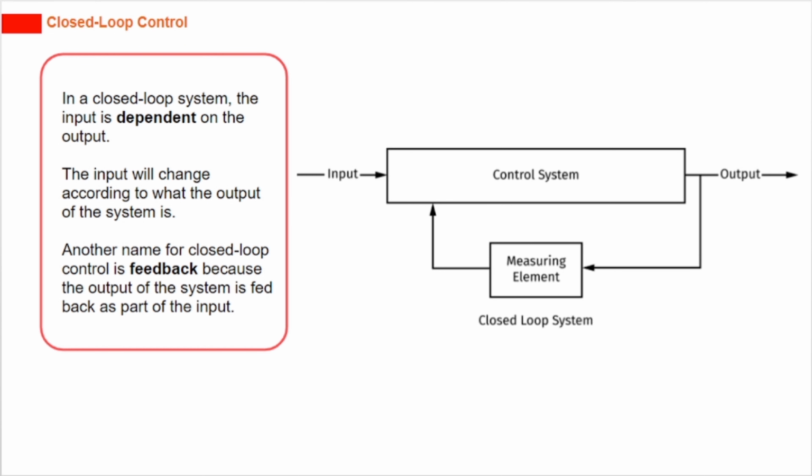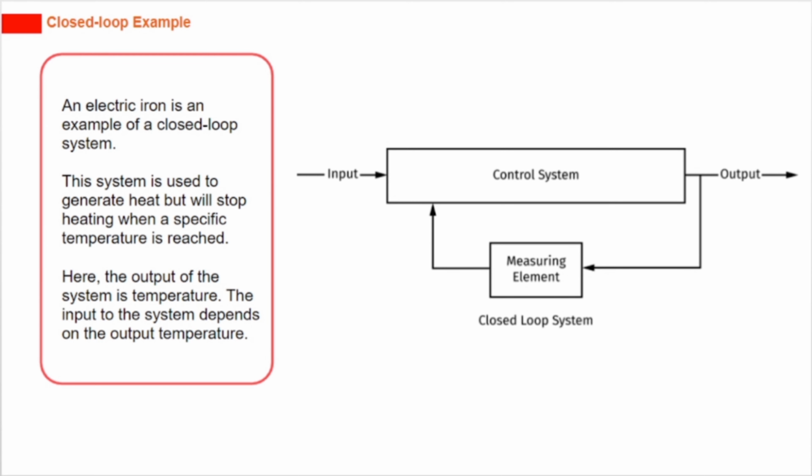In a closed-loop system, the input is dependent on the output. The input will change according to what the output of the system is. Another name for closed-loop control is feedback because the output of the system is fed back as part of the input. An electric iron is an example of a closed-loop system.